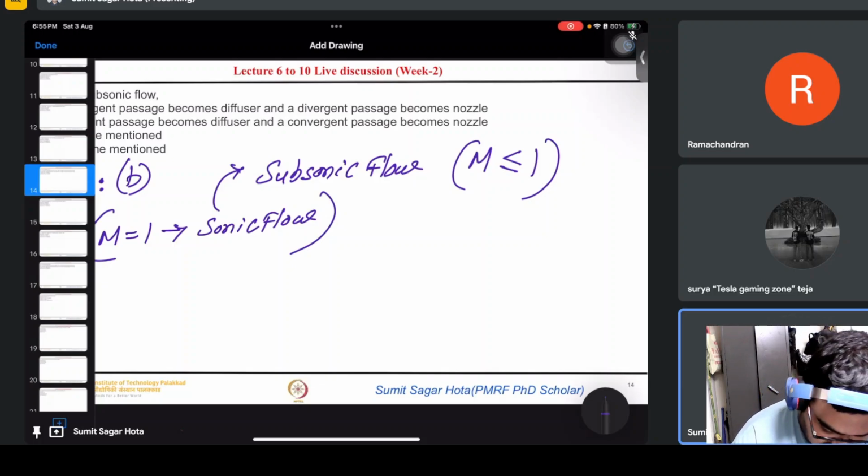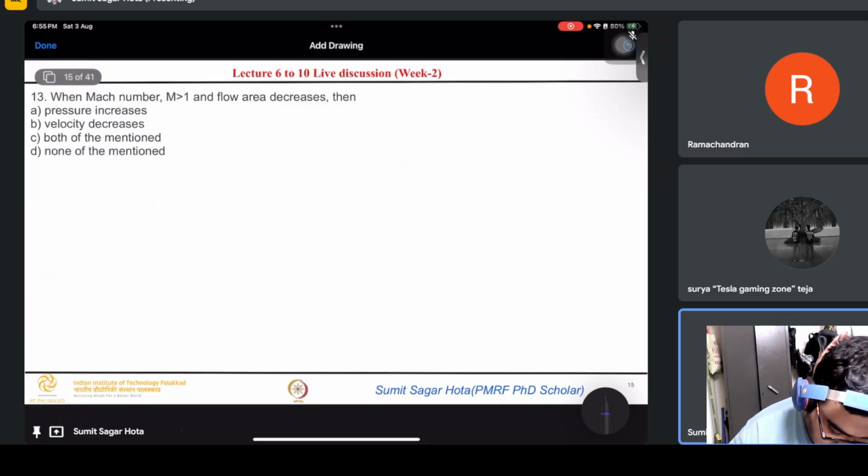So let's go to the next one. Now the condition is Mach number greater than 1. When Mach number is greater than 1, the same formulas won't be applied, because now the flow becomes compressible. That's the most important term, and many questions can be asked from it. For compressible flow, Bernoulli's equation cannot be applied, neither the continuity equation.